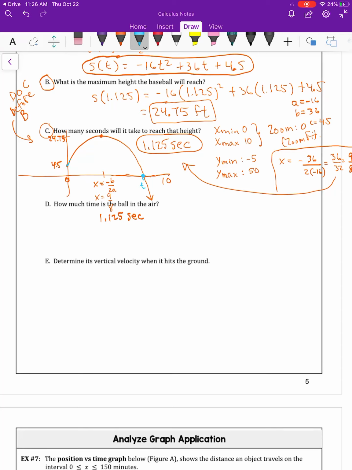So it started out at 4.5 feet above the ground, and this is modeling how high it was going, and then it started dropping back down. And when it hit 0 again, that's when it hit the ground. So how much time was the ball in the air? I want to find the 0 here. So I want to find the 0 on my calculator.